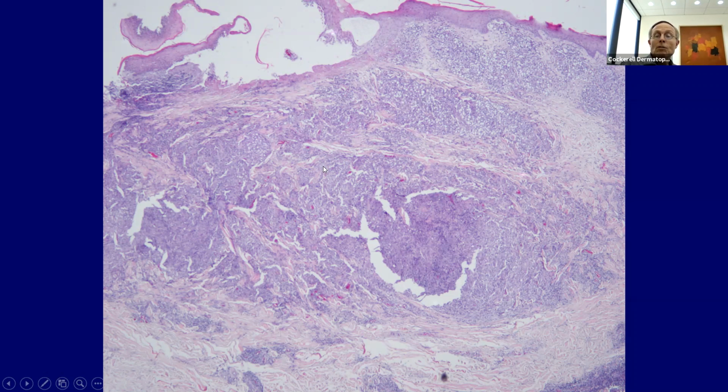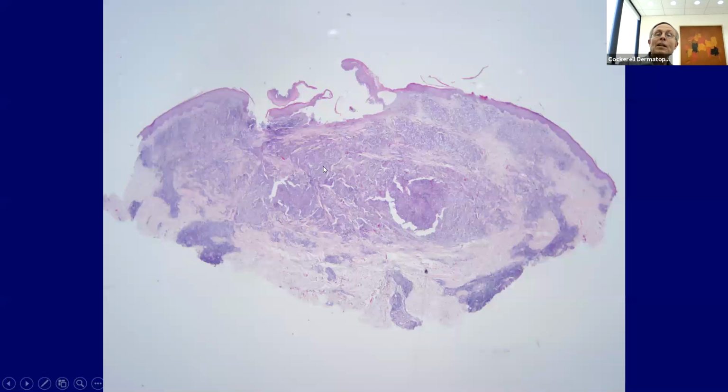Okay. So when we see histiocytes predominating, we think of granulomatous inflammation. And obviously we've talked about multiple different patterns of granulomatous inflammation that we see under the microscope.